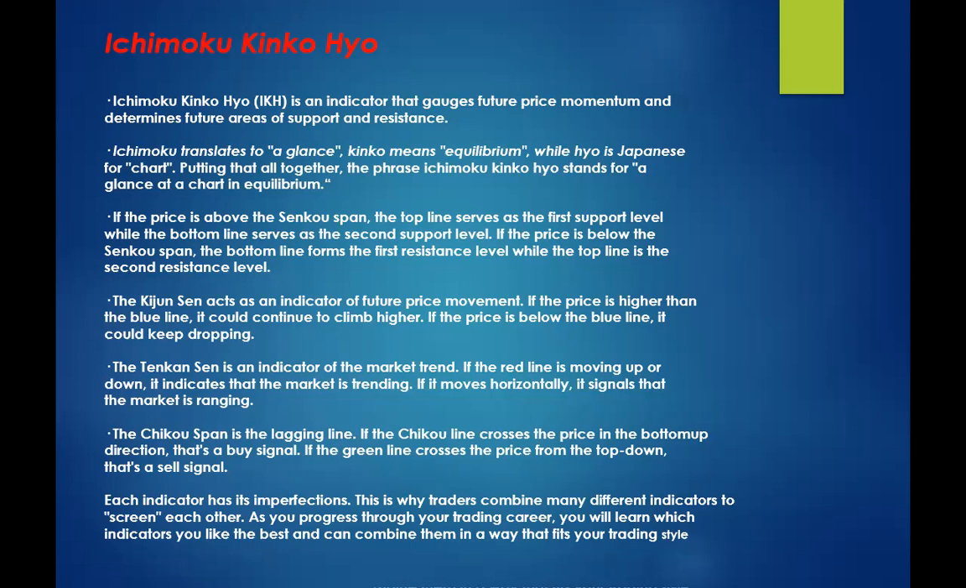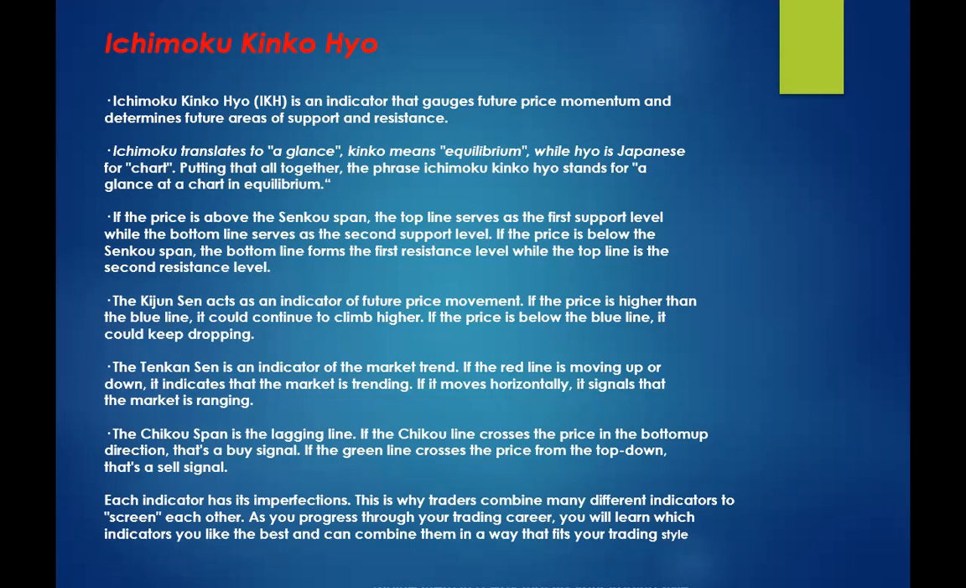The Kijun Sen acts as an indicator of the future price movement. If the price is higher than the blue line, it could continue to climb higher. If the price is below the blue line, it could keep dropping.